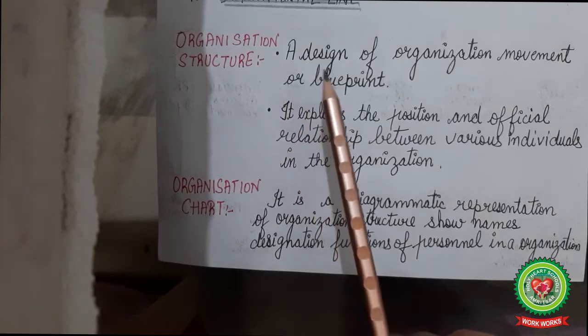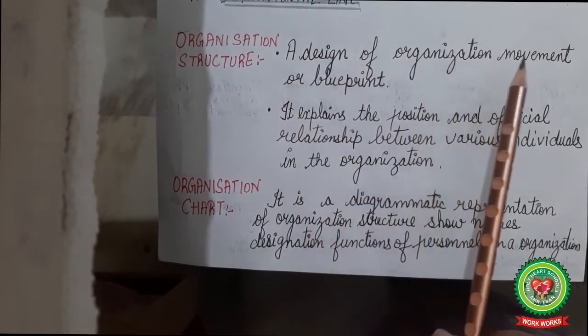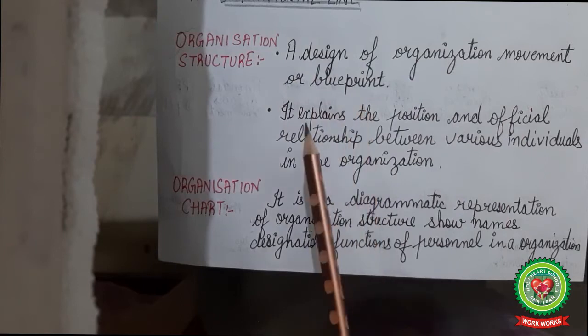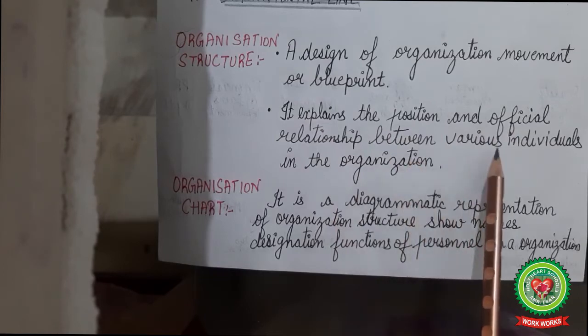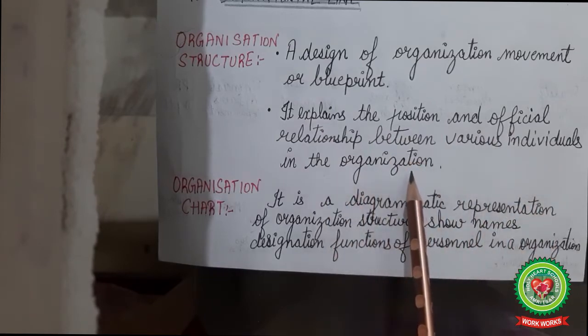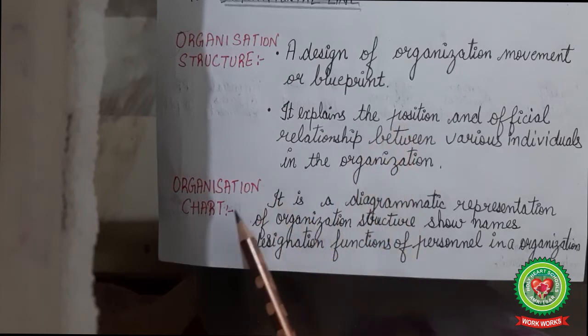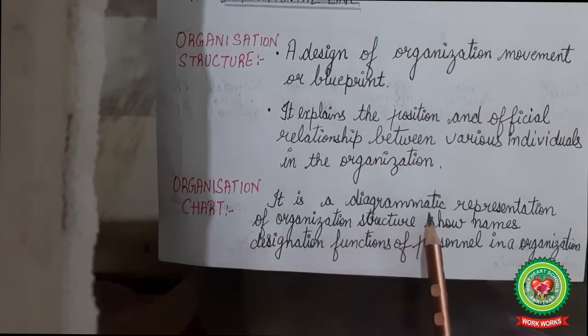So what is organization structure? A design of organization movement or blueprint. It explains the position and official relationship between various individuals in the organization. In the organization structure, the organization draws an organization chart. It's a diagrammatic representation of organization structure which shows names and designations, also the functions of personnel in an organization. Personnel is human resource, the staff, the faculty in an organization.